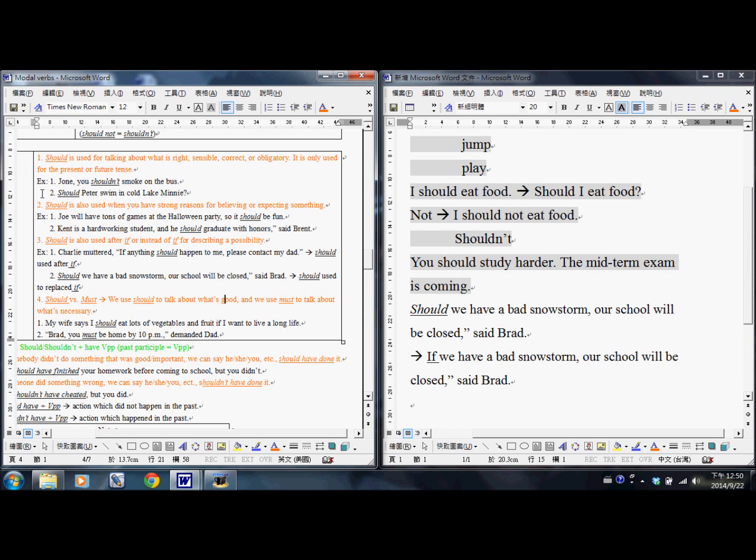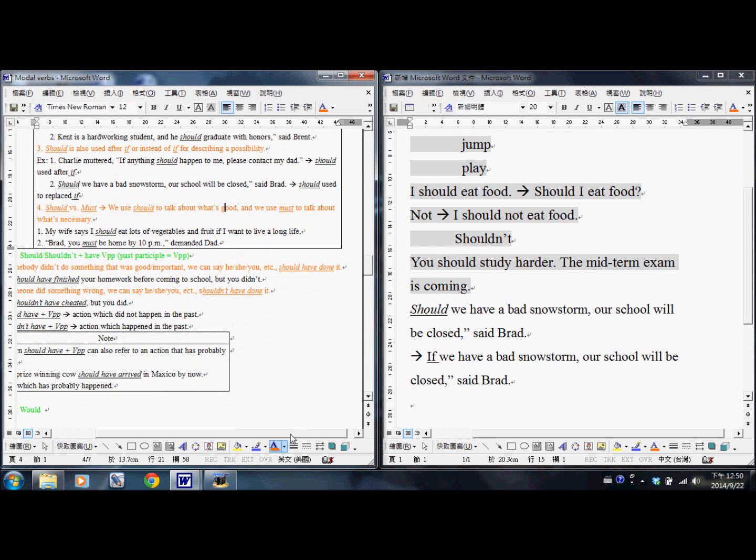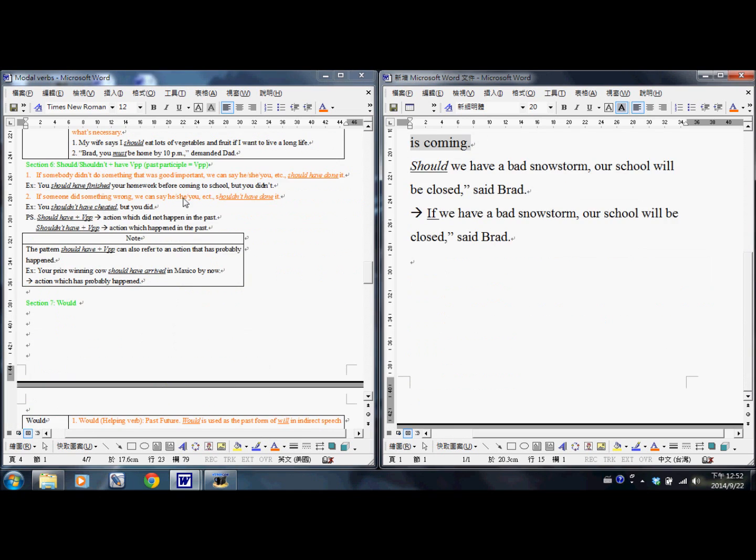So there are four ways to use should. Please get familiar with the four ways over here. Now let's look at the next section. Section 6, should or shouldn't with have and verb pp. Now we're going to talk about how to use this pattern over here to describe the following two situations. Let's look at situation number one.